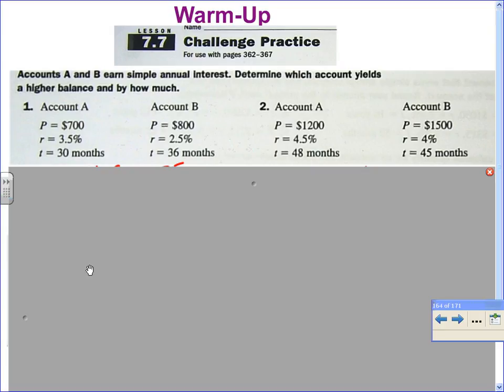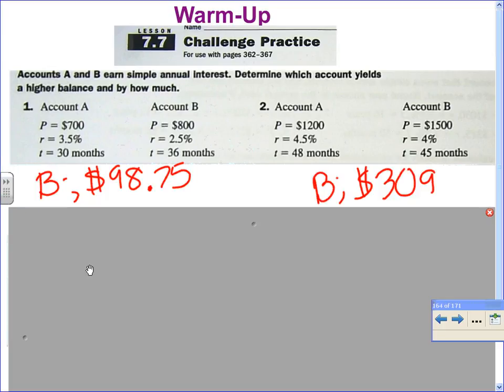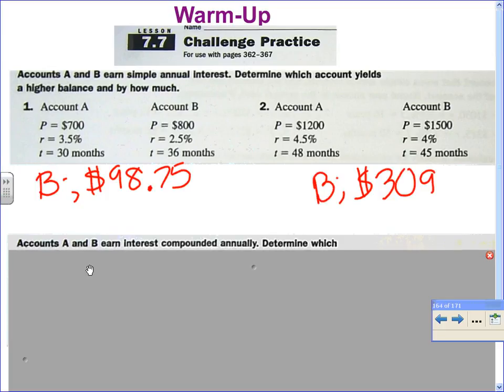Yep. Not $9. Charles? $309. Higher balance, Justin, is what you had to find there. Right, that doesn't matter. It asks you to determine which account yields a higher balance and by how much. So just read carefully. So Justin, I'm guessing you did the same thing.